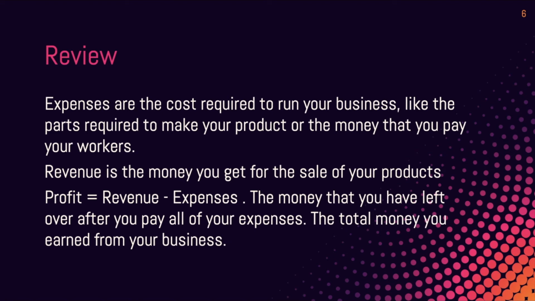So on the previous slide, the expenses were the lemons, the sugar, and the water, which were $10. The revenue were the 10 cups, each costing $2, which was $20. The profit, which is revenue minus expenses. The revenue was $20. The expenses were $10. So the profit, the money that you have left over after you paid all of your expenses, is $10.